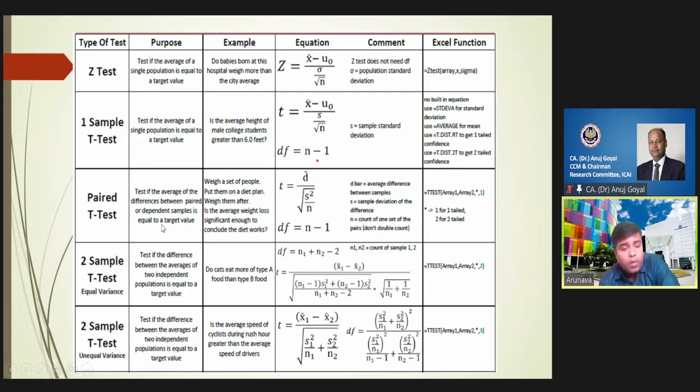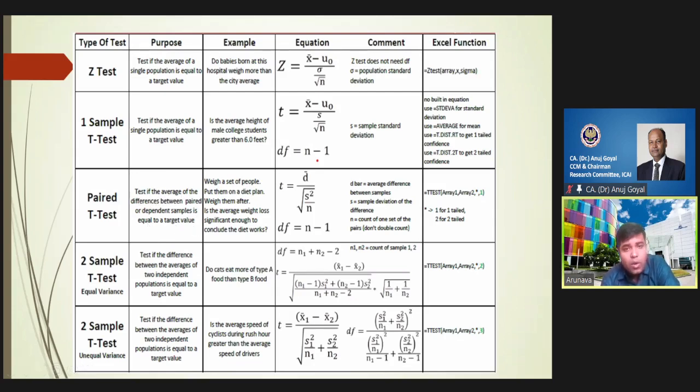So then there can be a paired sample t-test, there can be a two sample t-test with equal variance, there can be a two sample t-test with unequal variance, and the formulas of those t-tests change, right? So from these things, we are just analyzing what is the purpose. So for the paired t-test, the purpose is to test if the average of the differences between paired or dependent samples is equal to a target value or not.